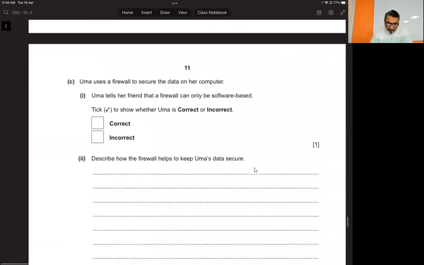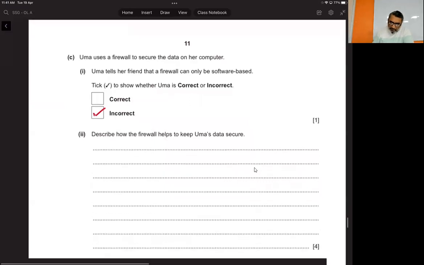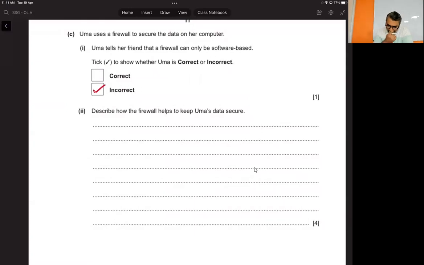Part C. Umma uses a firewall to secure the data on her computer. Umma tells her friend that the firewall can only be software-based. No, this is incorrect, because a firewall can be software, hardware, or both. Describe how the firewall helps to keep Umma's data secure.